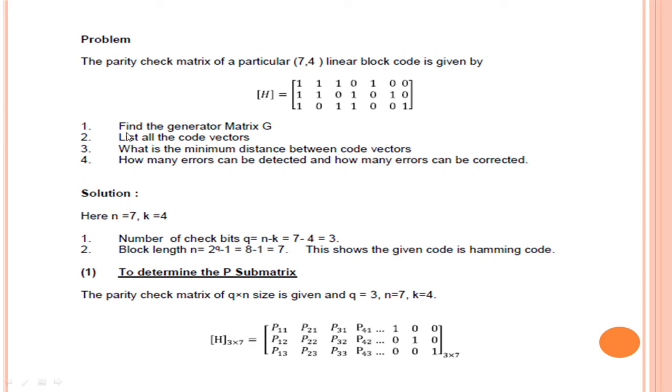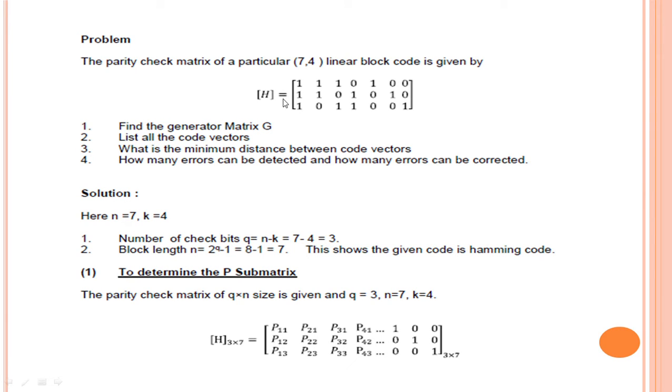Here we are asked to find the generator matrix G and to generate all the code vectors, and to find the minimum distance between the code vectors, how many errors can be detected, and how many errors can be corrected using this code.